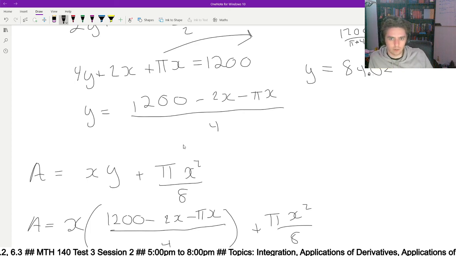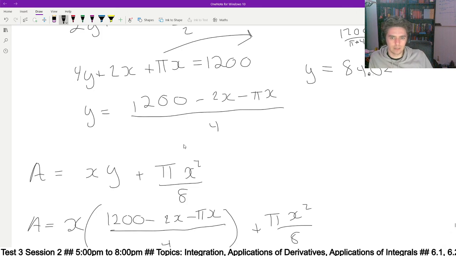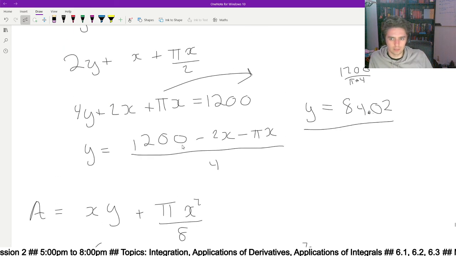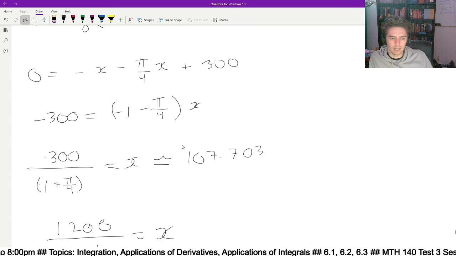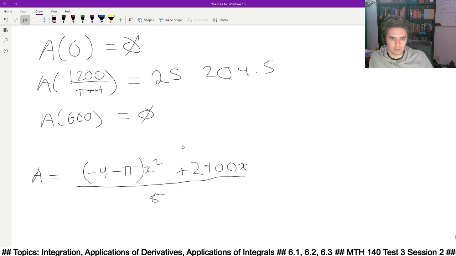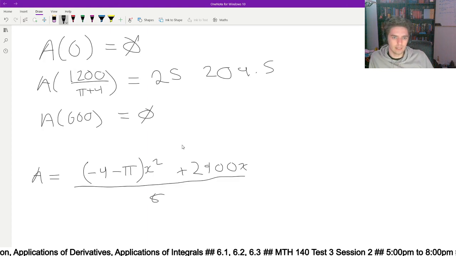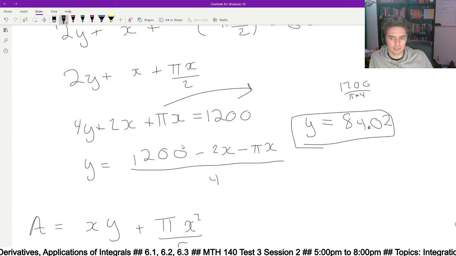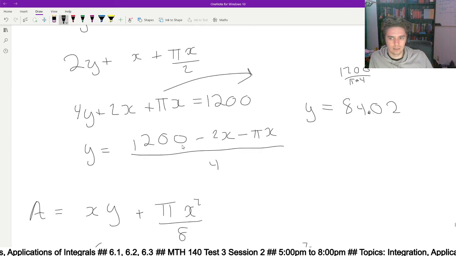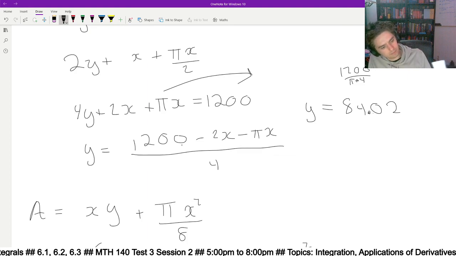If you wanted to do exact form, just put this in and do some rearranging algebraically. I'd prefer not to. But that is the right answer. That's the y value of the maximum. The x value to maximize the area is that, and the y value to maximize the area is that. So there you go, and that's the last question.